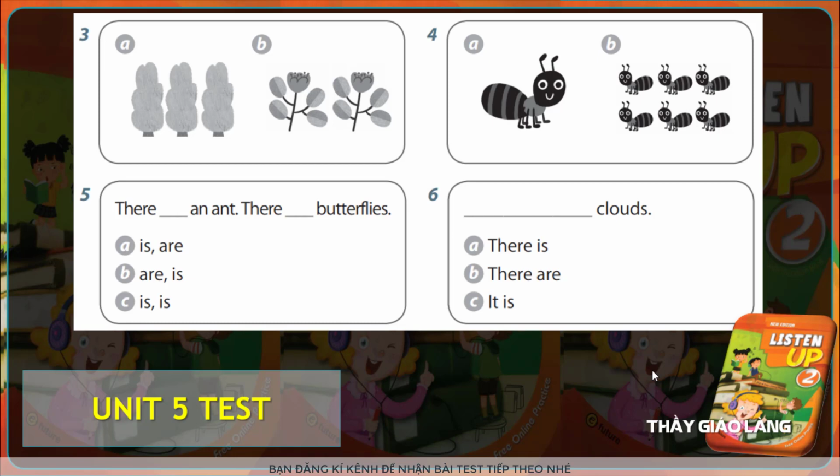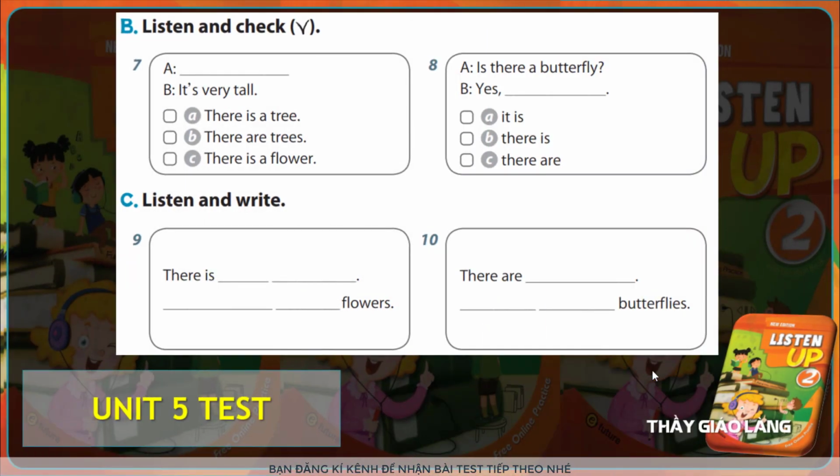There are butterflies. 6. There are clouds. B. Listen and check. 7. There is a tree. It's very tall. 8. Is there a butterfly? Yes, there is.